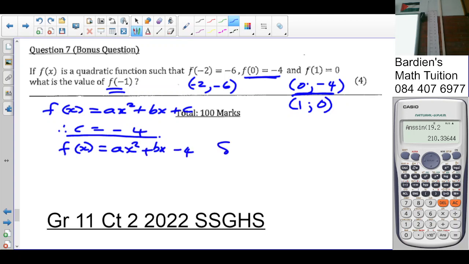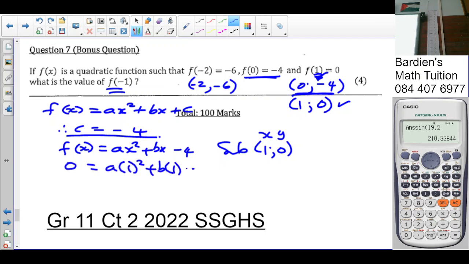So what we do now is we substitute the point 1 and 0. That's an x and a y. So 0 is equal to a times 1 squared plus b times 1 minus 4. So b is equal to minus a plus 4. So that's equation 1.